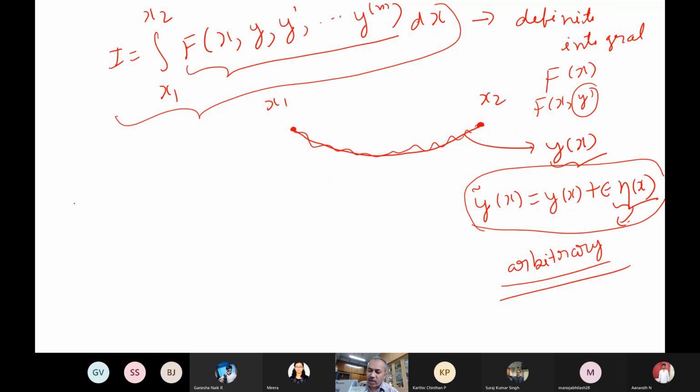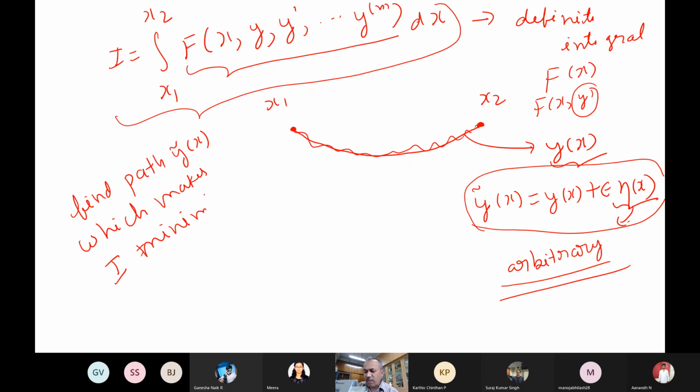So what we are trying to find out is the path. You estimate the path, that is y hat of x, which makes my I, this integral, minimum, or which maximizes it. So this is what the calculus of variations is all about.